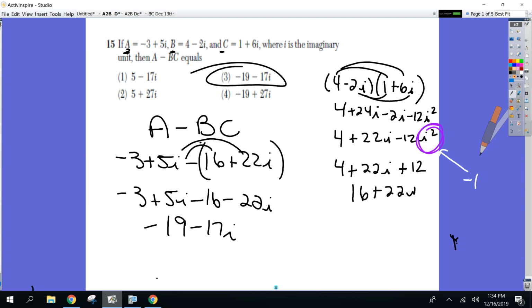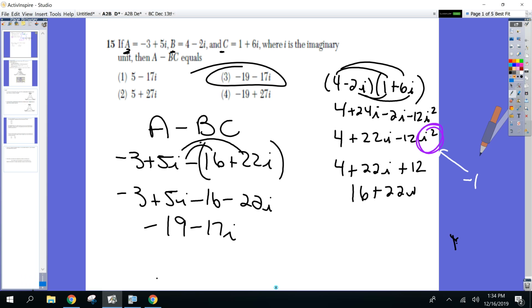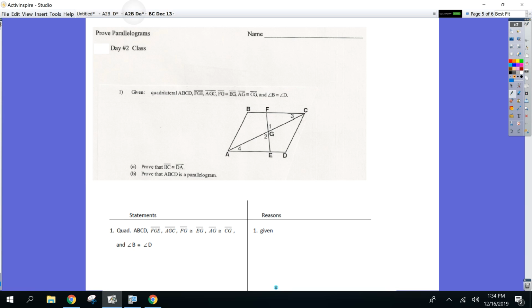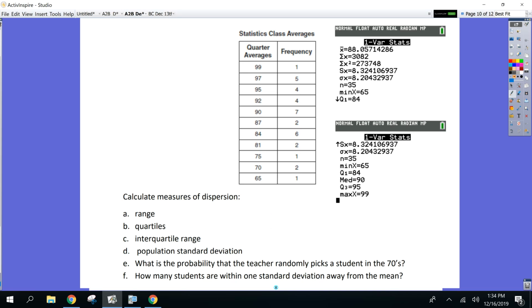Go to your packet. I'm going to do the first question in the assignment. I don't know where this page is. What do you got there, Zen? Page 9, yep. I don't know why I do this, doing problems you should have already done, but I want to make sure you're good to go tomorrow.